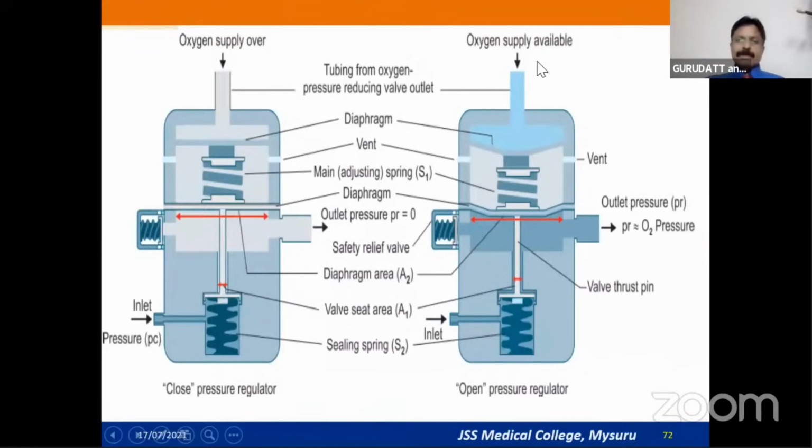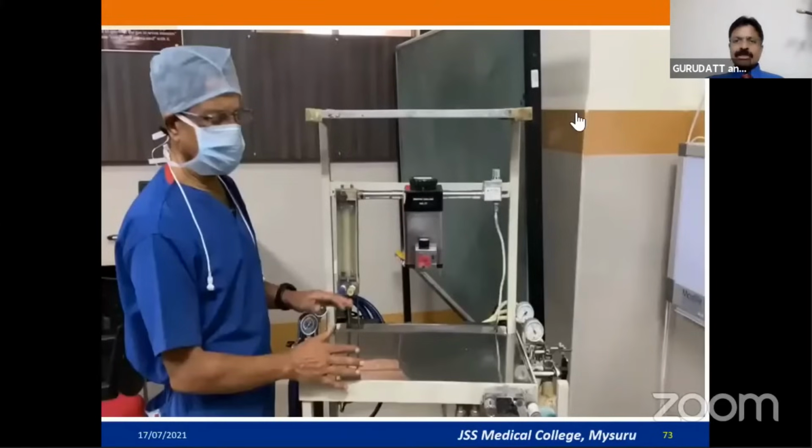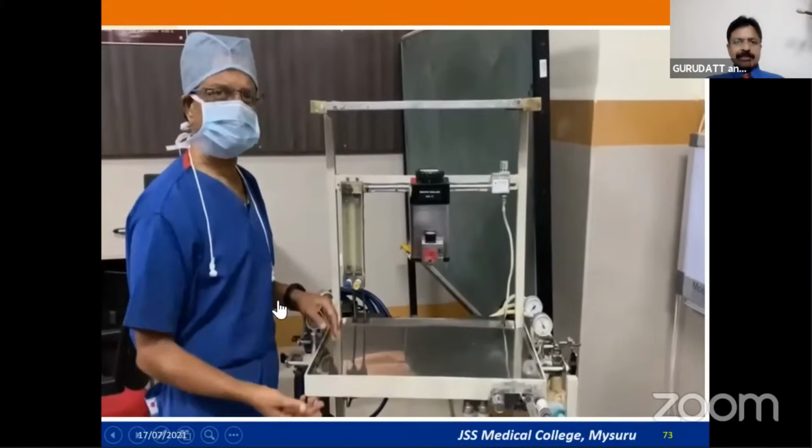Suppose you open up oxygen, pressure starts entering into the chamber of oxygen. It is going to push the diaphragm downwards, and that is going to push the valve thrust pin also downwards, and it opens up the way for the nitrous oxide so that the nitrous oxide can start entering into the flow meters. This is what is called the master and slave mechanism. But when they introduced this into the older machines, they thought it was foolproof, but it is not a foolproof thing. I'm trying to show you this particular thing.